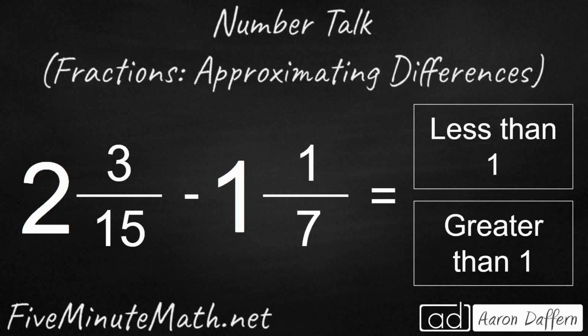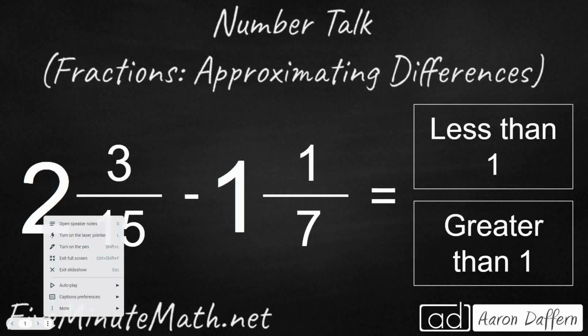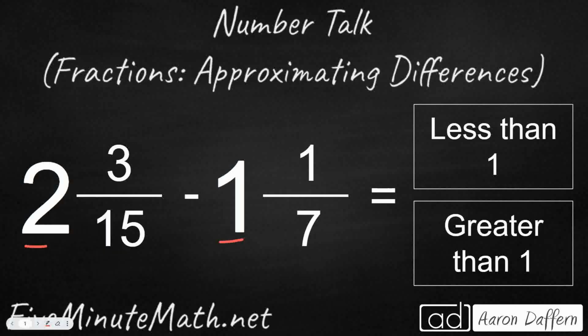For today's number talk, we are looking at these two mixed numbers and approximating the difference, trying to figure out whether it would be less than 1 or greater than 1. Hopefully we notice that if we just looked at our whole numbers, 2 and 1, well, that's going to equal 1. And so that's that midpoint there between less than 1 and greater than 1.